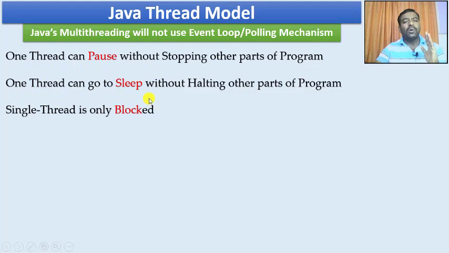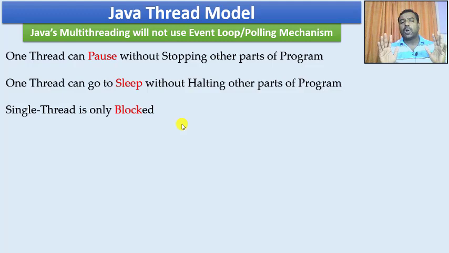Hence, when a thread is going to pause, the other part of the program is not stopped. And when a thread goes to sleep, it is waiting for the printing job to be done. Hence, we say it is in the sleep state, right? It will wake up only when the printing job has been done, and we come back and start editing the document. So even the sleep state of one thread will not halt the other parts of the program from being in execution. Clear? And a single thread is only blocked. If a process is blocked from further execution, only that thread is blocked. So all the remaining threads will be intact and will be in the execution line.